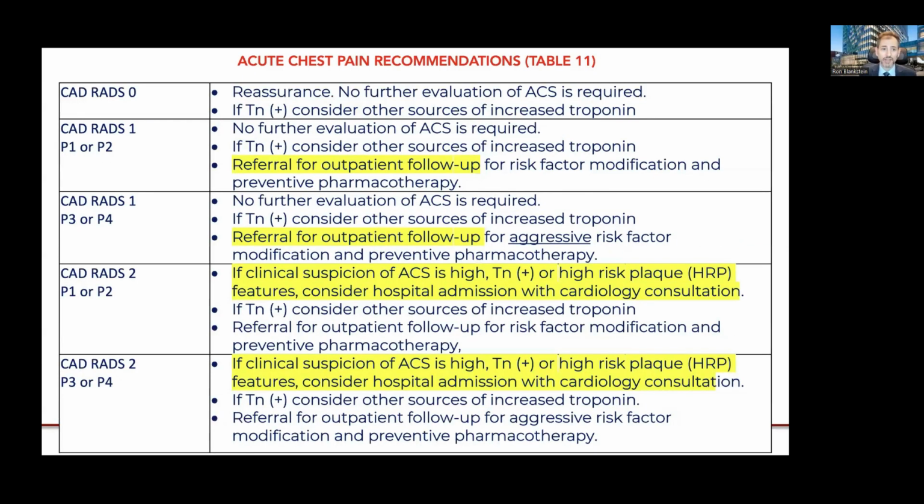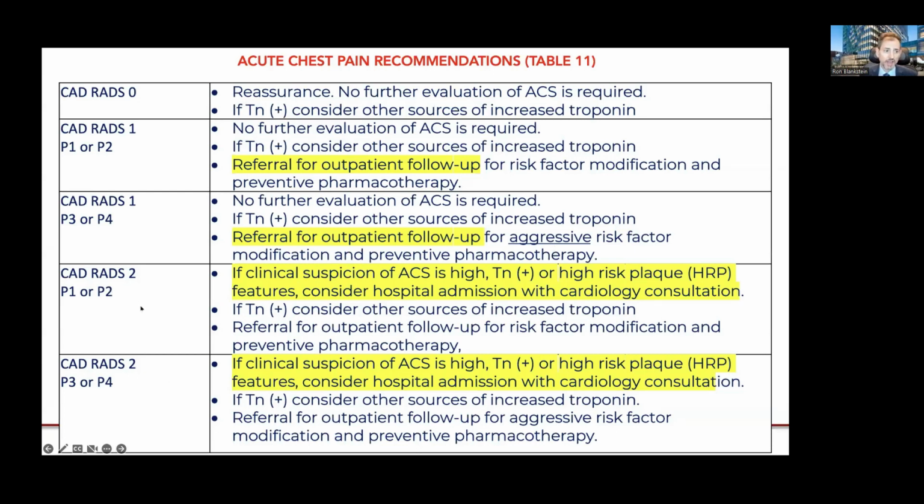Now let's look at acute chest pain. If you have a CAD-RADS 0, again, this is reassuring. If you have a CAD-RADS 1, if it's P1 or P2, refer for outpatient follow-up. If you have a CAD-RADS 1 with a P3 or P4, again, more plaque, we are also recommending referral for outpatient evaluation. But at this point, we added the words aggressive risk factor modification because these are patients who have a large amount of plaque.